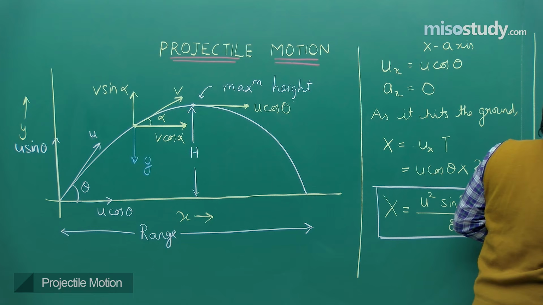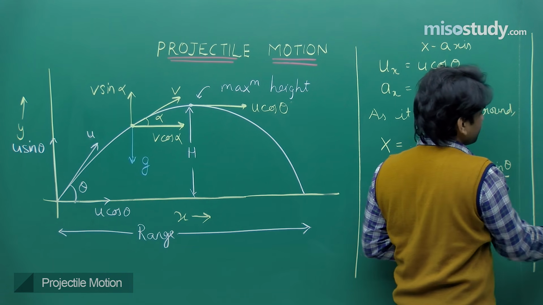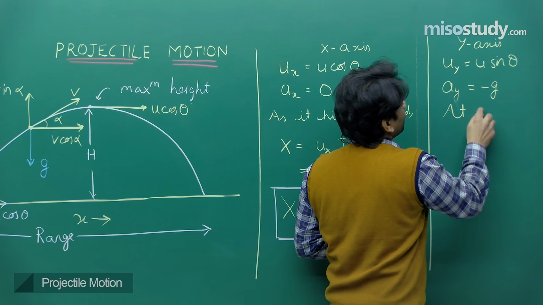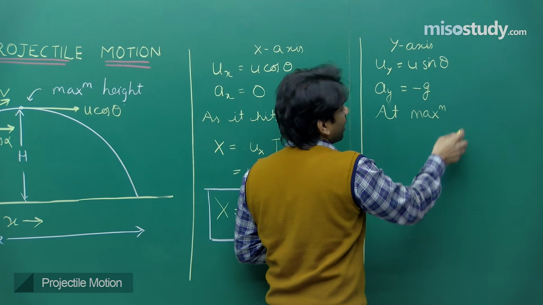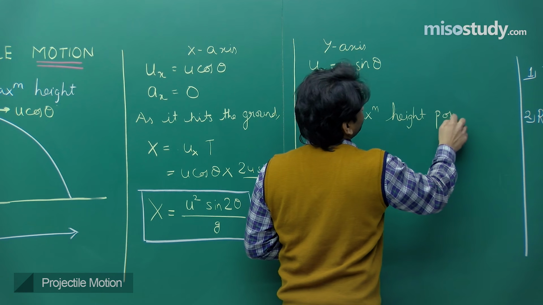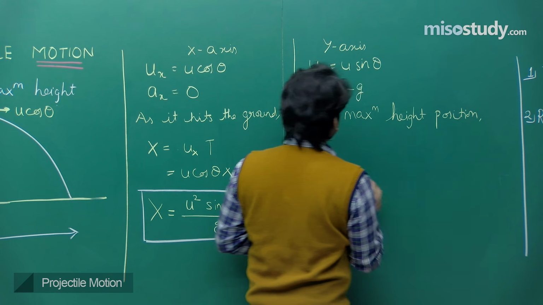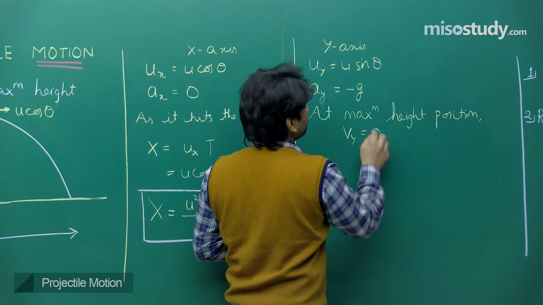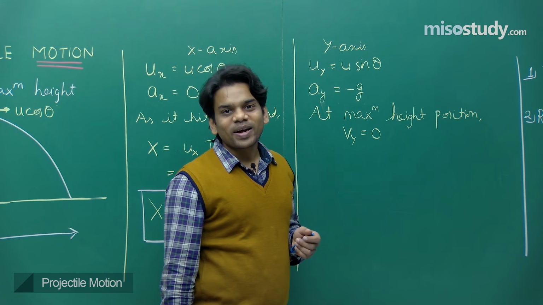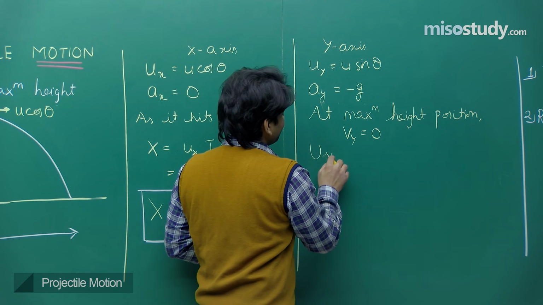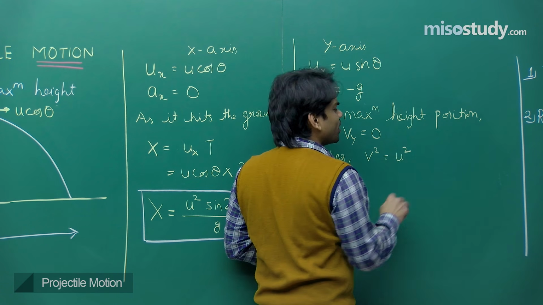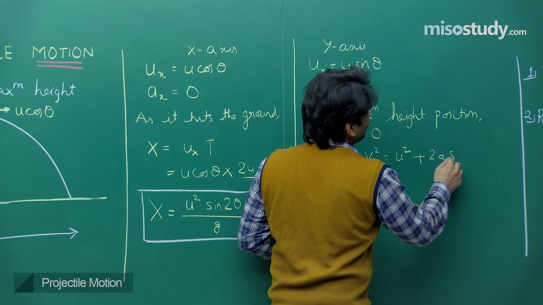So at the position of maximum height, or you can say at the highest point, we can write Vy is equal to 0. Now you know that we use V square is equal to U square minus 2as, or let's say in standard form plus 2as, and let's substitute the values.